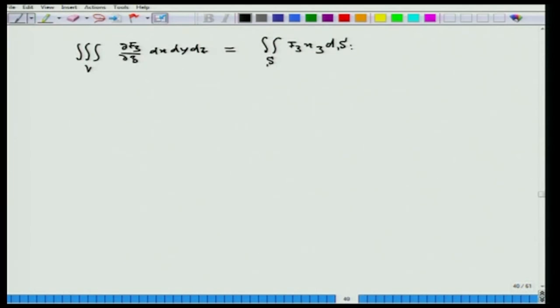So, like that we have. What we have to show is this for F i, i equal to 1, 2, 3. So, we show it for i equal to 3.